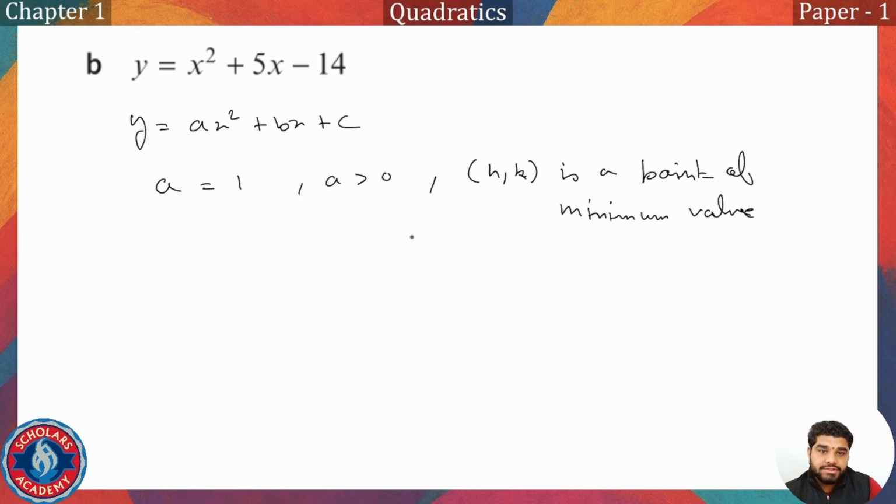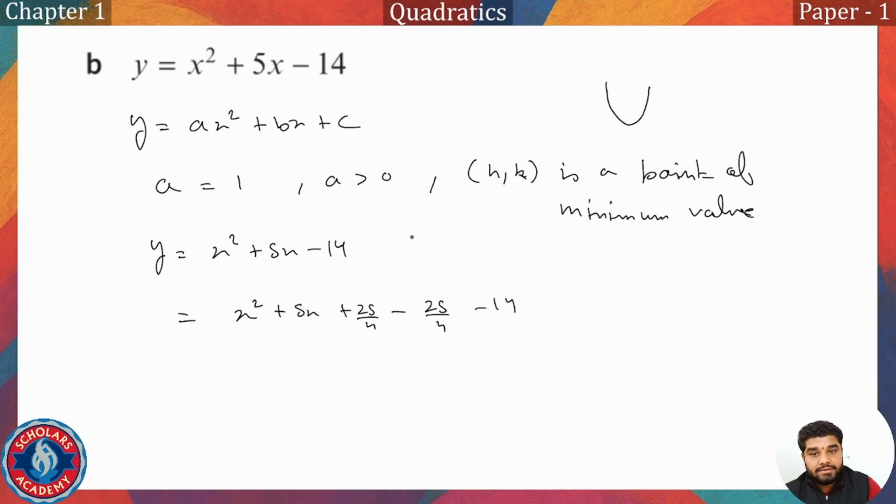Let's continue. So we got to know the orientation of the curve, that is like this. Now we need to find this point (h, k). Let's try. By the completing the squares method, y is equal to x square plus 5x minus 14. So we'll ignore this negative 14, we'll work over here. We get x square plus 5x, and since this is 2b, b will be 5 by 2. So b square will be 25 by 4. So x square plus 5x plus 25 by 4 minus 25 by 4 minus 14, right?